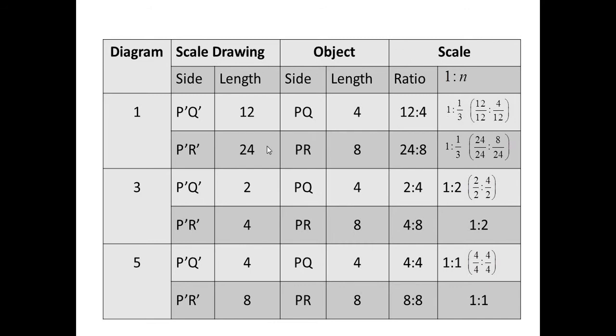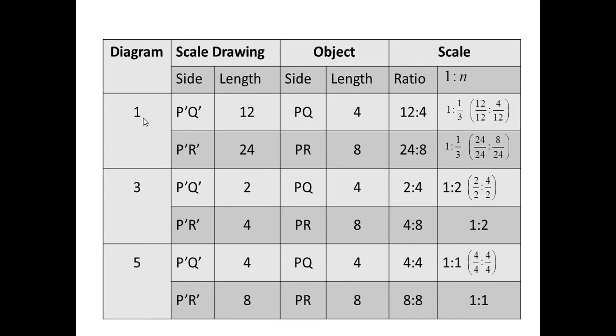The same thing with the other side. P prime R prime is 24, length of object PR is 8. So in ratio form, 24:8. We write it as 1:1/3, and you'll have the same scale for both sides. So this diagram is proportional to the actual object.